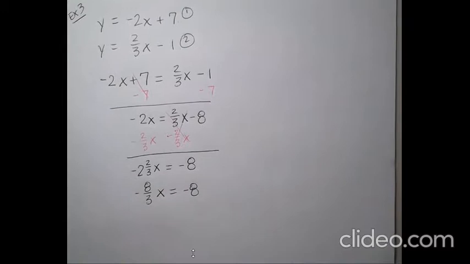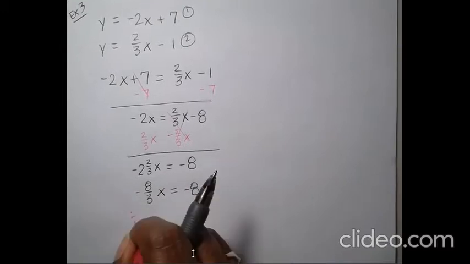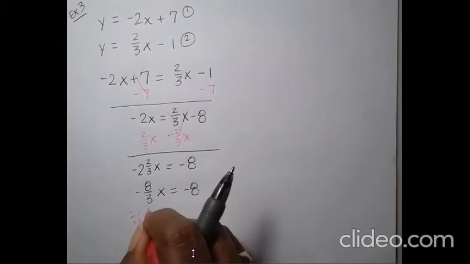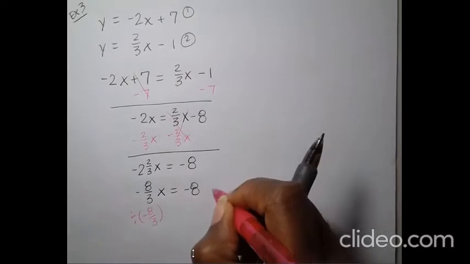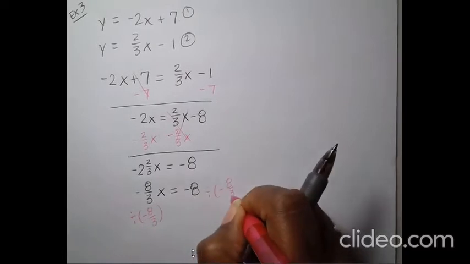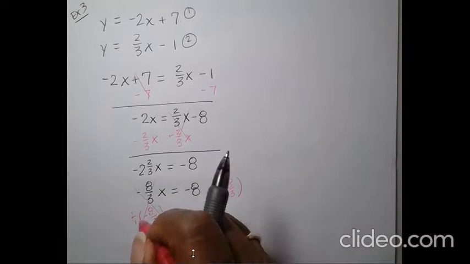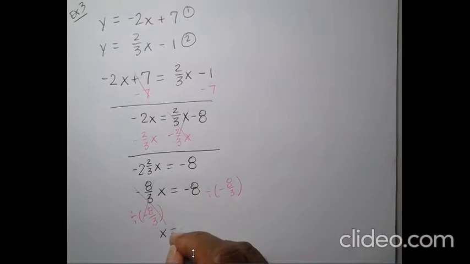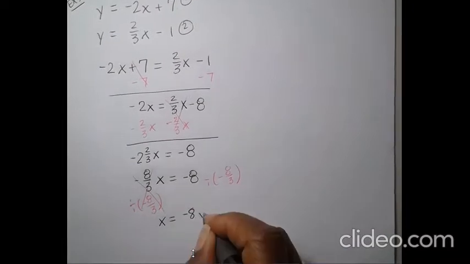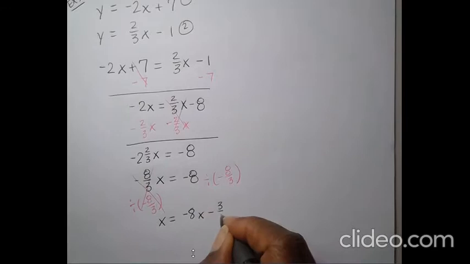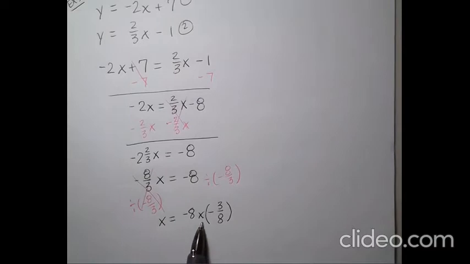8 over 3. Dividing by negative 8 over 3, on the right-hand side, is negative 8 times negative 3 over 8, because when you divide by a fraction, you keep the first fraction, flip the second one, and multiply. So our x, these reduce to negatives, so x equals 3.